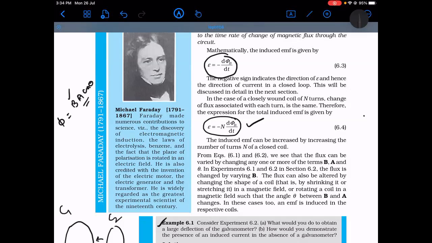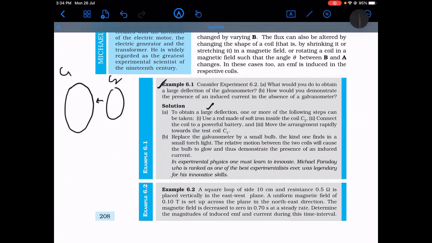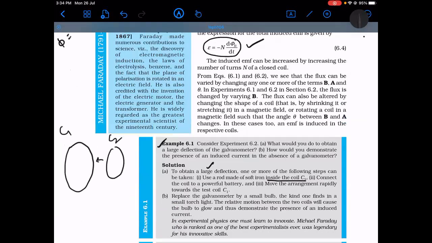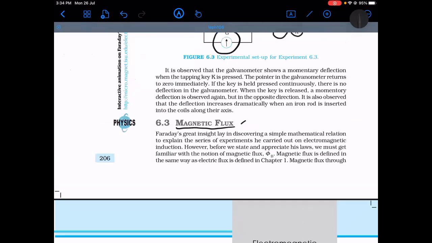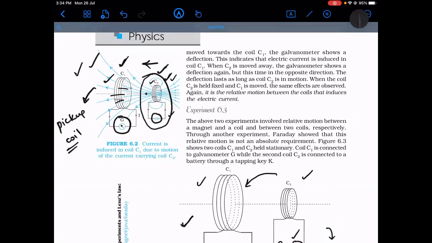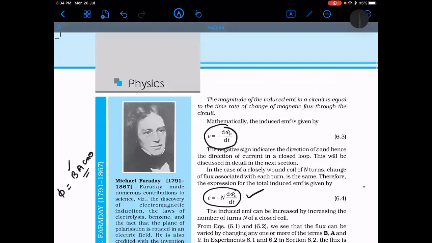So B is the magnetic field, A is the area of the coil, and cos theta is the orientation. Right? So to obtain large deflection, one or more of the following steps can be taken. One is use a rod made of soft iron inside the coil C2. So this coil has a vacuum in it. So instead of vacuum, what you can do is you can use an iron rod.